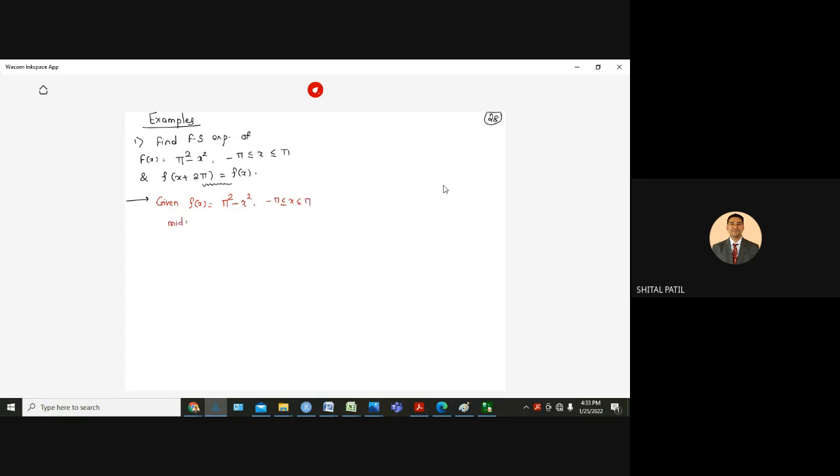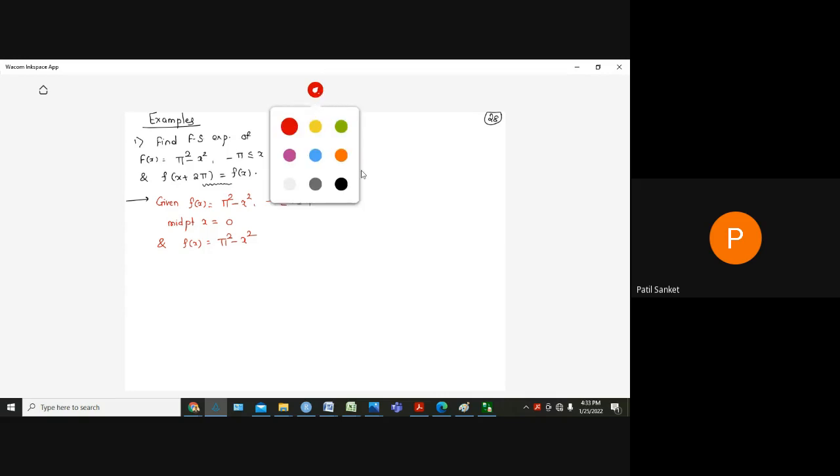Midpoint. x equal to 0, and f of minus x equals f of x. Absolutely, no doubt. Mention this. The resultant is an even function.